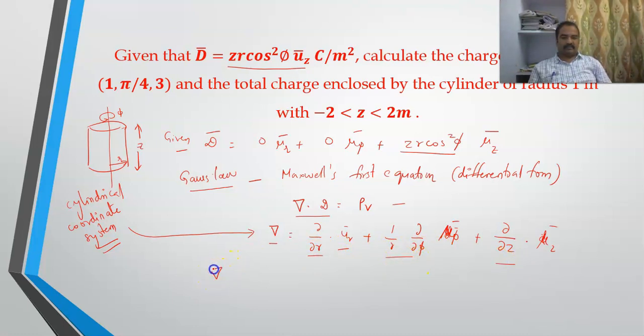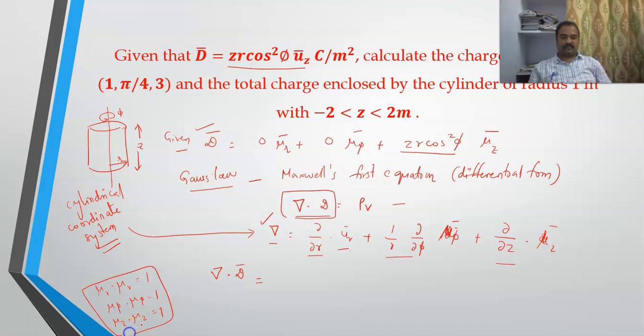Now what I want is del dot D, the left hand side. So it is the dot product between this vector and this D vector. What will I get? Similar quantities become 1: a_r dot a_r becomes 1, a_phi dot a_phi becomes 1. You know the dot product, right? In the dot product, similar unit vectors give 1, and all others become 0.